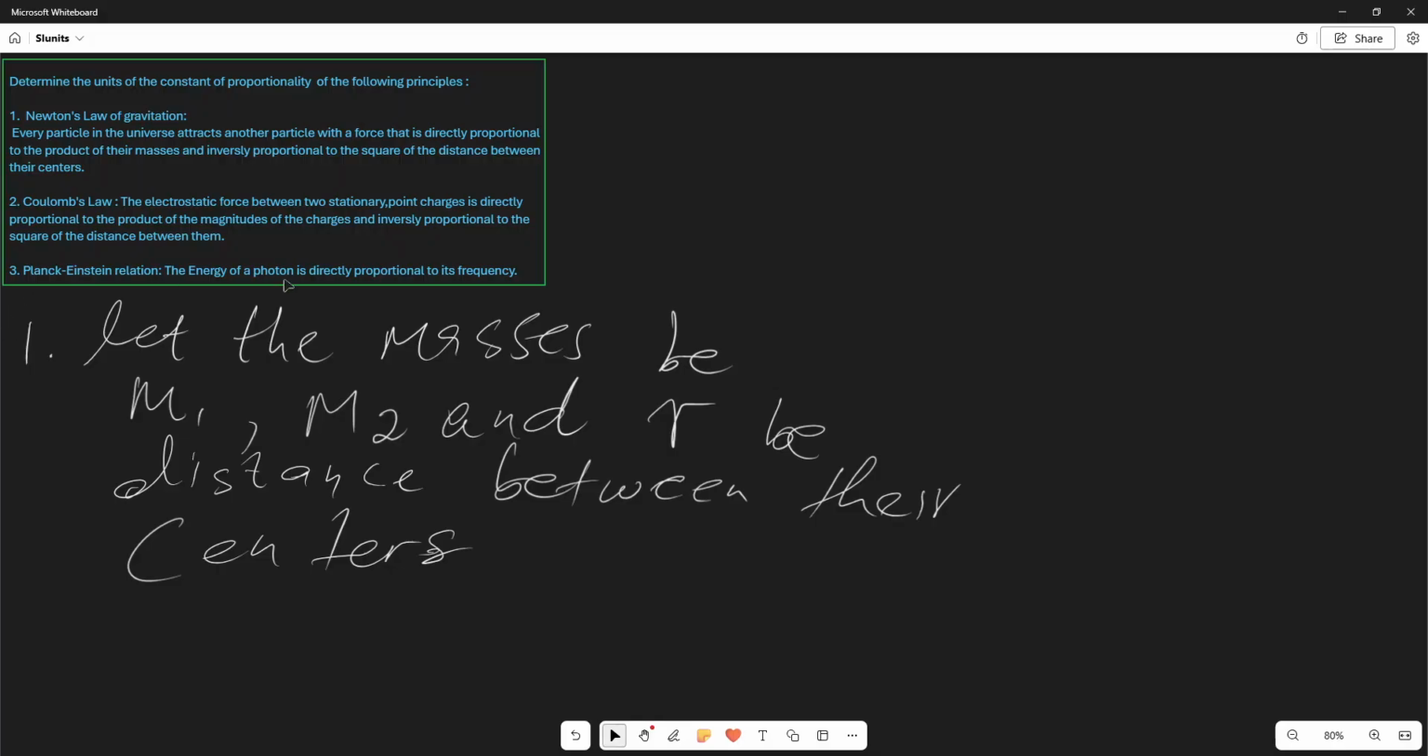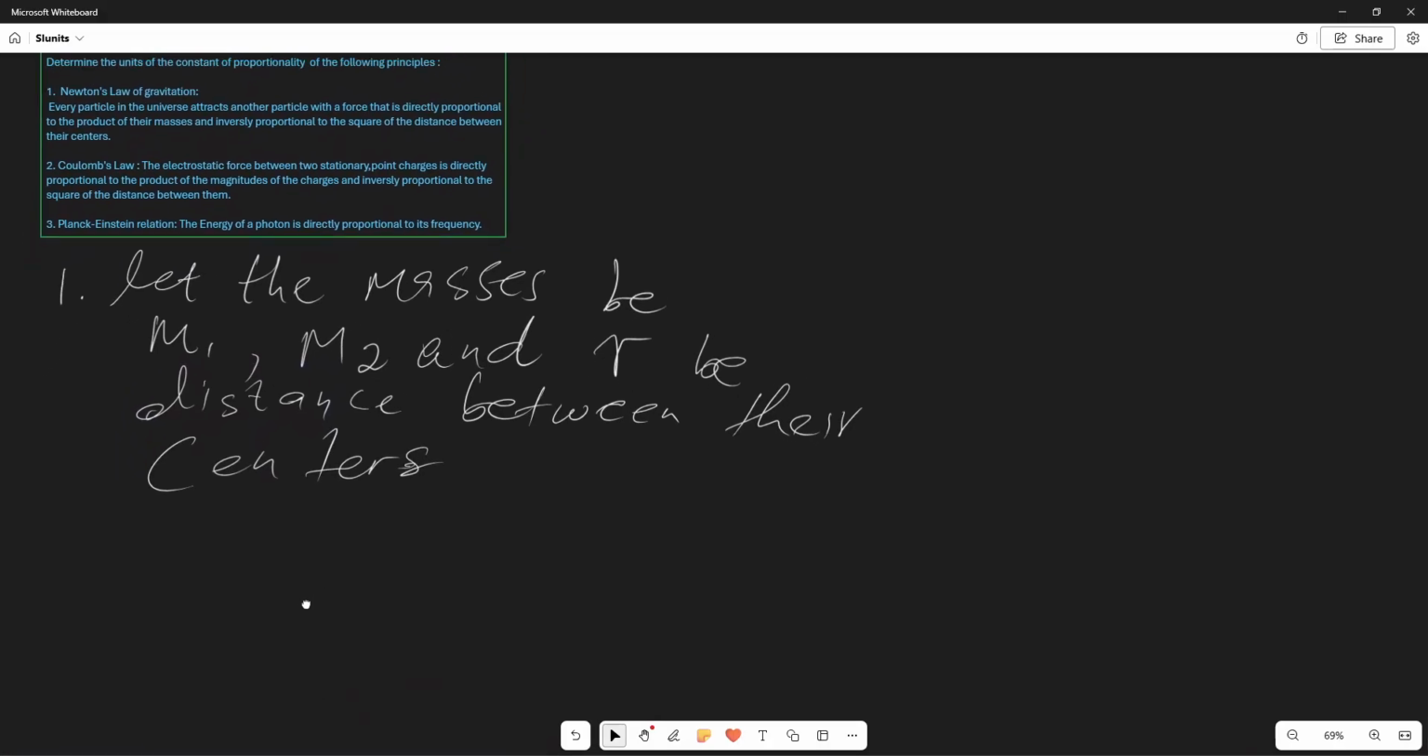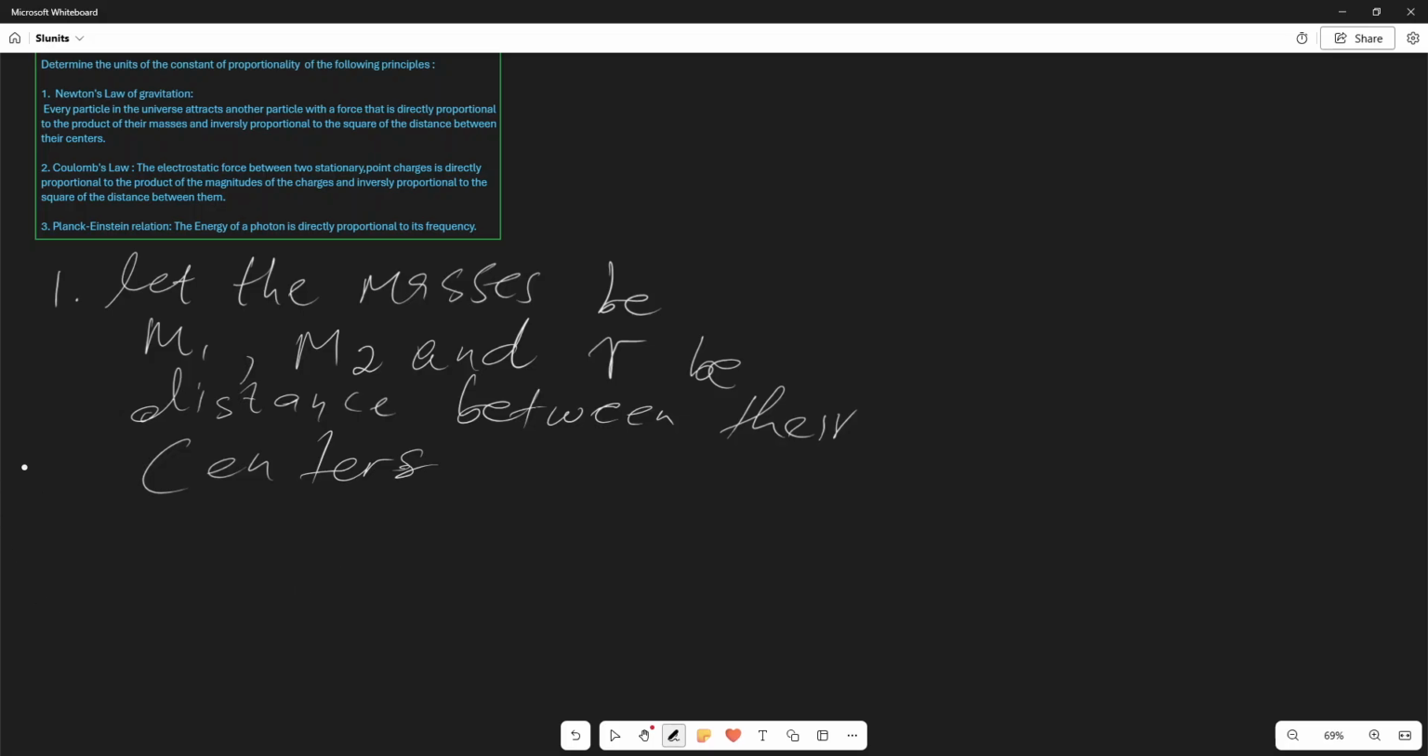Okay. So then it says that the force is directly proportional to the product of their masses. So that is to say, F is directly proportional, that's the symbol for proportionality, to the product. So we'll multiply m1 and m2, right? And this force is inversely proportional, so that's 1 over the square of the distance between their centers. So that's how we write it.